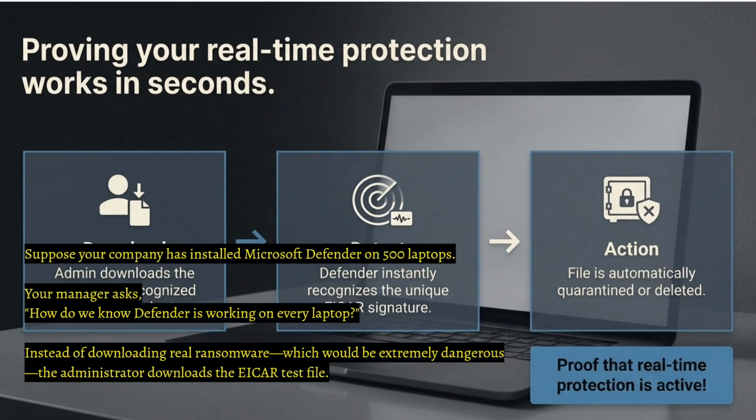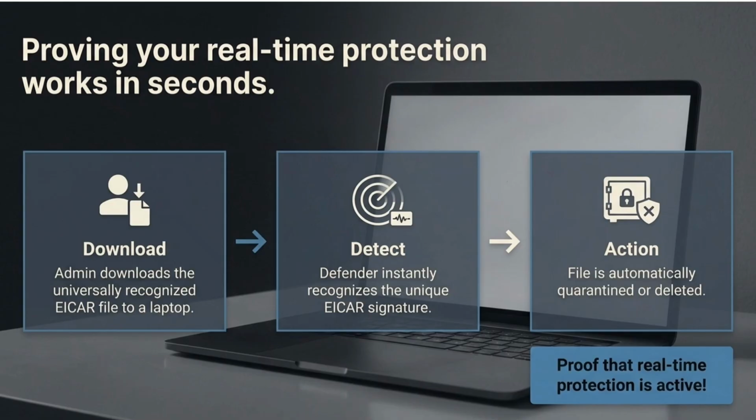Let's take a simple example. Suppose your company has installed Microsoft Defender on 500 laptops. Your manager asks, how do we know Defender is working on every laptop? Instead of downloading real ransomware, which would be extremely dangerous, the administrator downloads the EICAR test file. The moment the file is downloaded, Microsoft Defender detects it and immediately quarantines or deletes it. This proves that Defender is active and working correctly. That is why security teams around the world use the EICAR file.